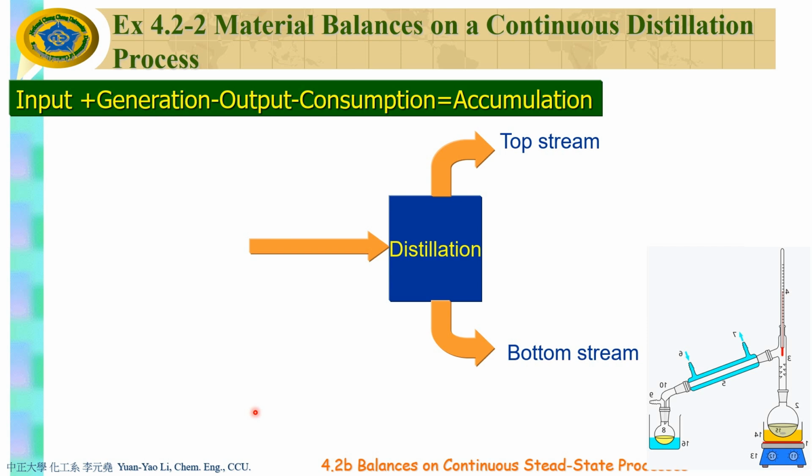Okay, so this is example 4.2-2, material balances on a continuous distillation process. Distillation, do you know what distillation is? 蒸馏, right? And now AI is very popular. AI, 像 Gemini、OpenAI 他们也用 distillation 这个字，还记得吗？他们蒸馏一些 data 出来。Okay, in the chemistry class in your high school, you use this kind of distillation column, right? Remember? And then you separate A and B because of different boiling temperature.